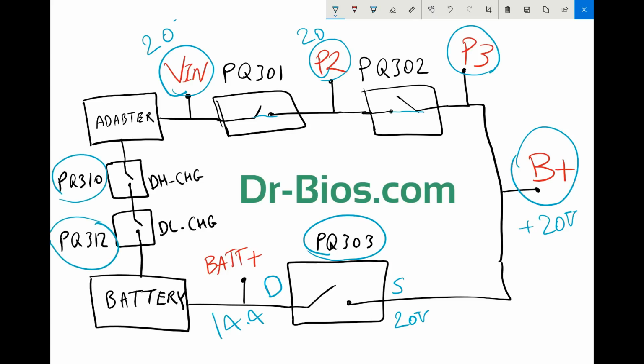And this means PQ310 and 312 are needed for charging the battery. In fact, when adapter and battery are both connected to the laptop, PQ301 and PQ302 are connected for leading the voltage to the laptop. And PQ310 and PQ312 MOSFETs act as the connecting keys for charging the battery. This is a very simple and easy explanation of the power circuit.